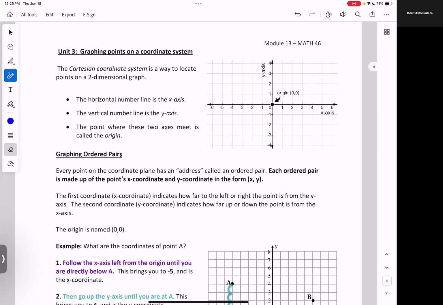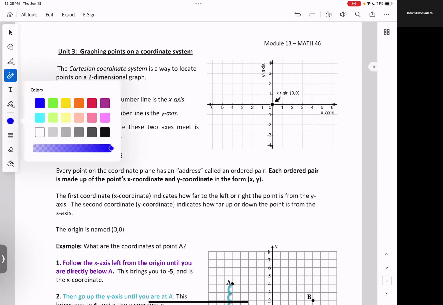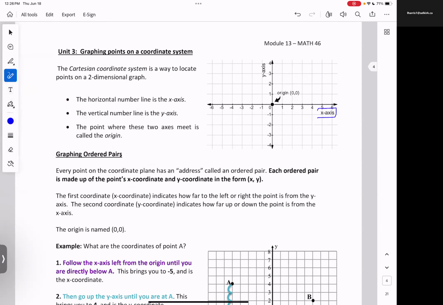Let's move into talking about graphing. So to graph two-dimensional objects, we use the Cartesian coordinate system, which allows us to locate objects in two-dimensional space. And so our horizontal axis is called the x-axis, and our vertical axis is called the y-axis. And then we can draw points anywhere among this two-dimensional space and know how far horizontally and how far vertically they are. And we'll get into that in a minute.